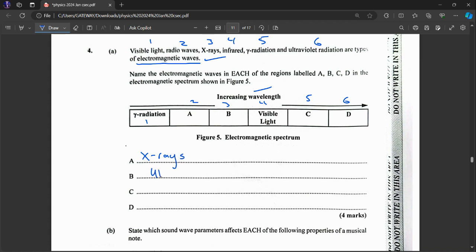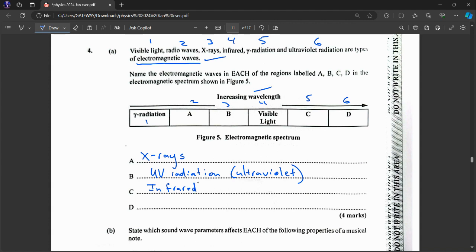And then you would have UV, which is ultraviolet radiation, and they would have given you that there, right? You could put back the same word, ultraviolet radiation. For part C, you have visible light. After visible light, as you're increasing in wavelength, you have infrared. I believe they give it too here. Infrared radiation.